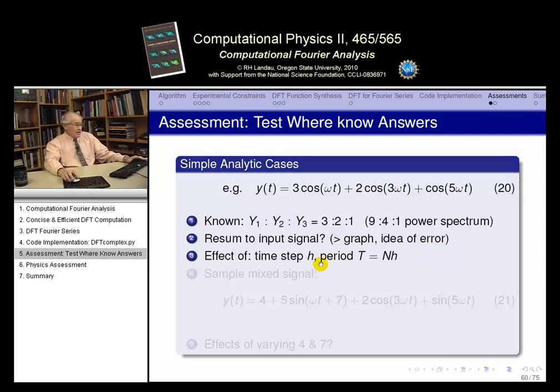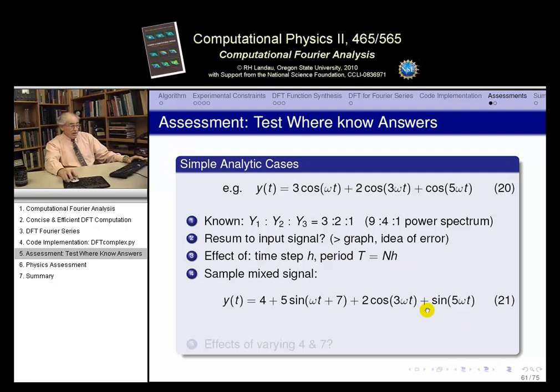And likewise, look at what happens when you change the time step. Look at what happens when you independently change the length of the period, and see if they do as you expect. If they do, that means the code is working the way you expect it to do. And if they don't, then you know something's wrong. So you do this all the time. My function, your function, make something up as an answer you know.